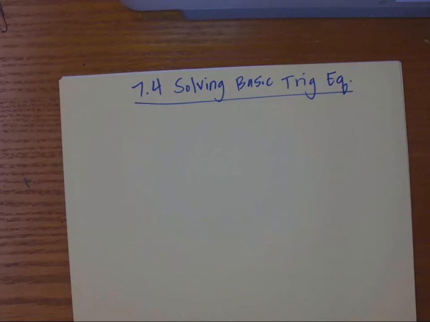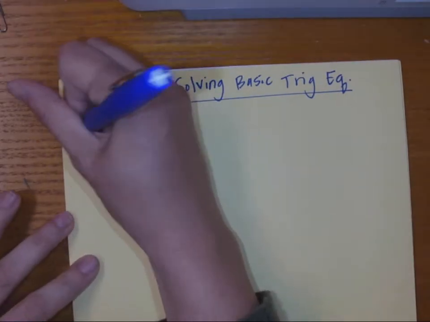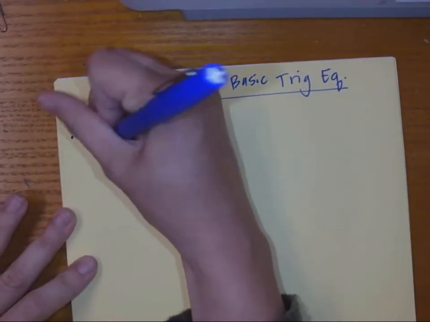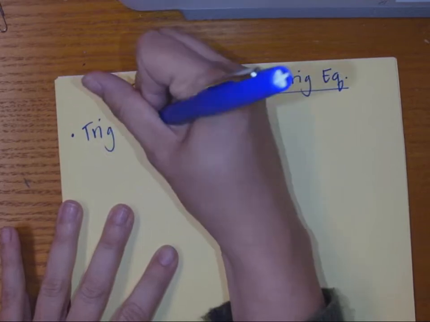In this video, we're going to talk about how to solve trig equations. This is what this whole semester has been leading up to. One thing that we know about trig functions is that they're periodic. That means that they repeat themselves over and over, and because of that, trig functions have infinitely many solutions.